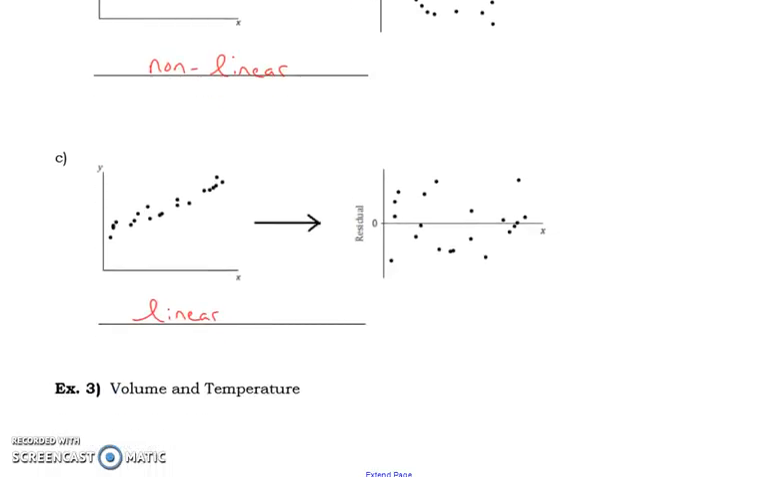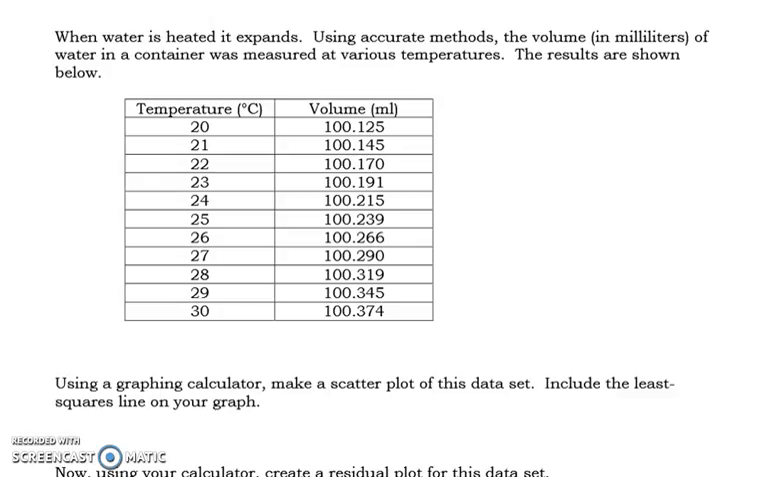And then finally for C, we end up with a scatter plot that looks like the data values are tending towards a straight line. Again, the residuals are random, which is what we want, meaning that the linear regression is a good model. Okay, on to example 3.